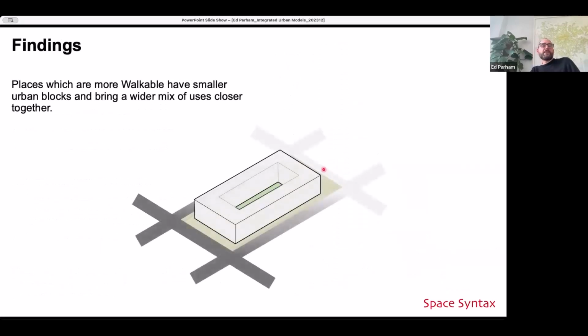So some of the key bits of information from this: if we look at the walkability index, what we've got here is a scattergram showing walkability index on the y-axis. And on this axis, we've got the length of each edge of an urban block. And what we're finding is that all the red dots are coming into places which have got an urban block edge of around about 100 meters, so between 50 and 150 meters.